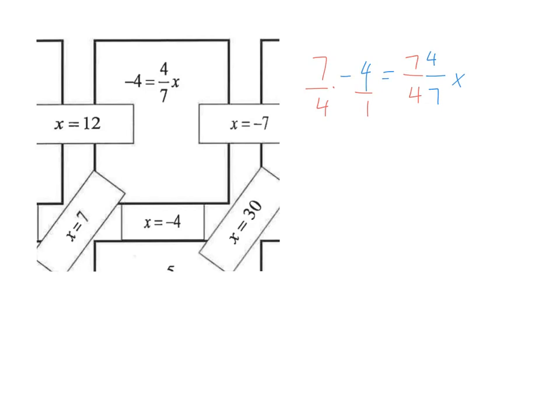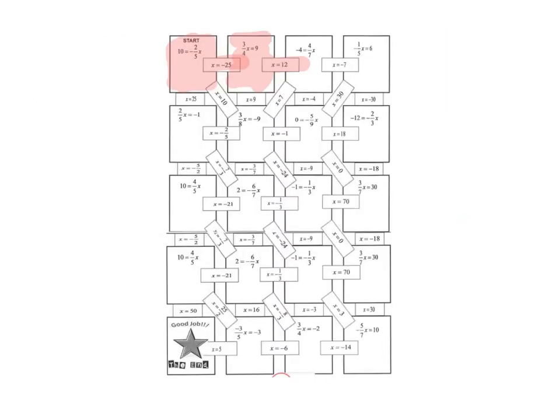7/4 times 4/7 is going to give you 28 over 28, which is 1. 1 times x is just x. Cross canceling, I got 4 goes into 4 once, 4 goes into 4 once. 7 times negative 1 is going to be negative 7 over positive 1, or that's the same as negative 7. So it looks like we're going over to the right again. And this time we're going to the right even more. So now we're in the corner.